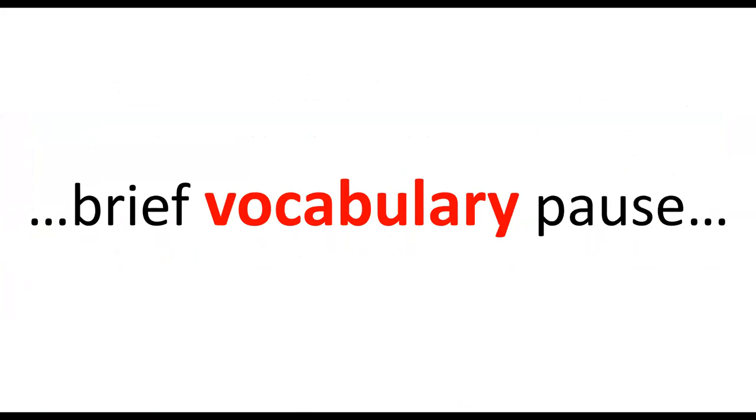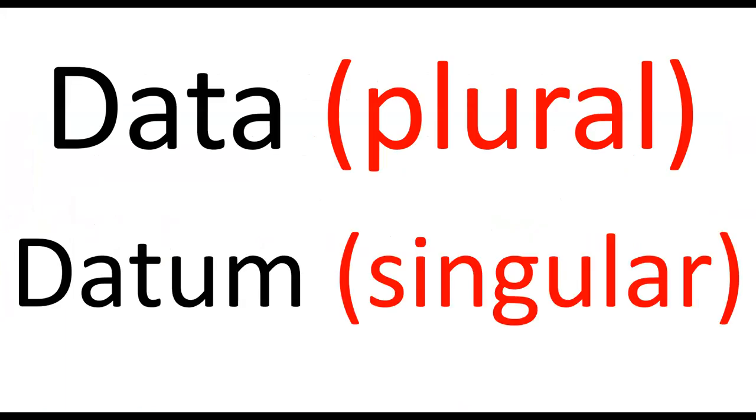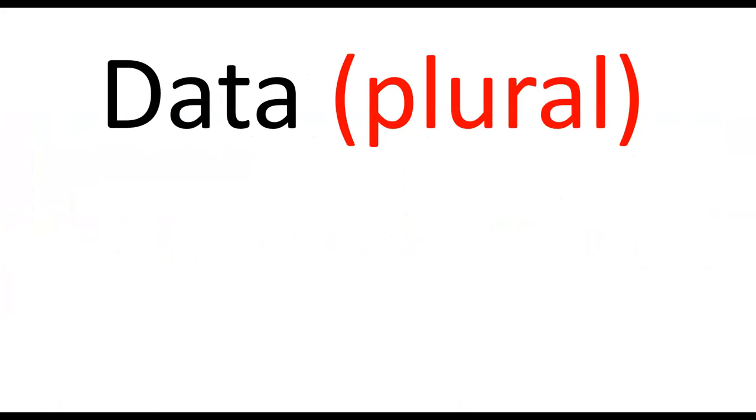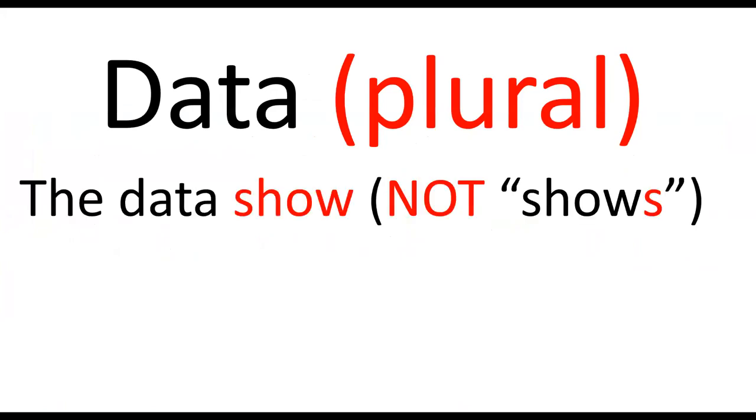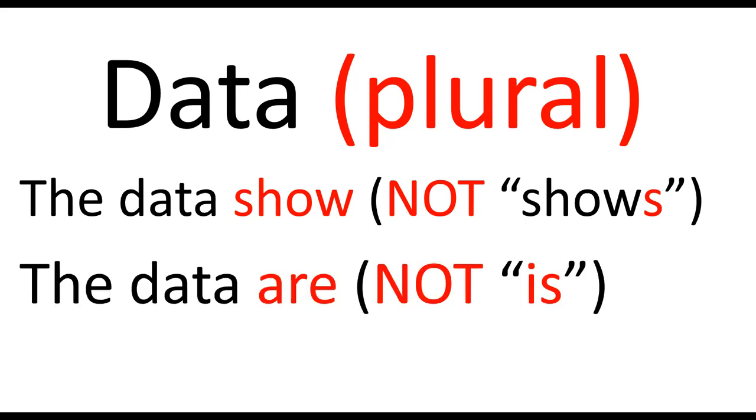All right, let's take a brief vocabulary pause. Data is plural, datum is singular. If you didn't know that, now you do. Let's give some examples of how you use data. The data show, yada, yada, yada. The data are congruent with our hypothesis, not the data is. Data is plural. You don't say the data is. The data are.